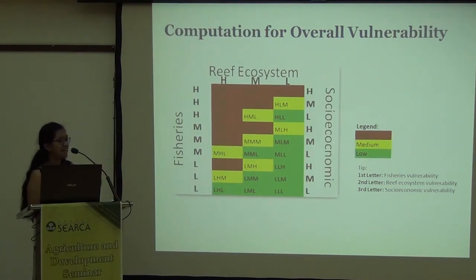Again, it's the intercept of the parameters. For example, you gain a medium fisheries vulnerability and a high reef ecosystem vulnerability, and then a low socioeconomic. So that's MHL. It falls into the yellow, so that means you have an overall medium vulnerability.